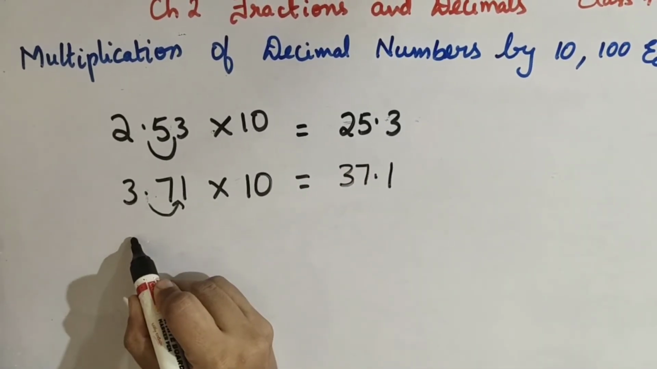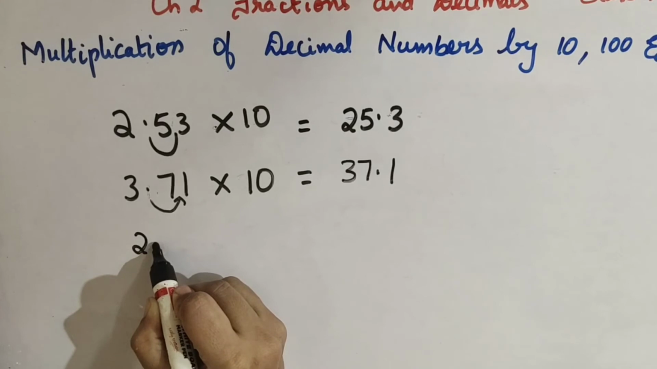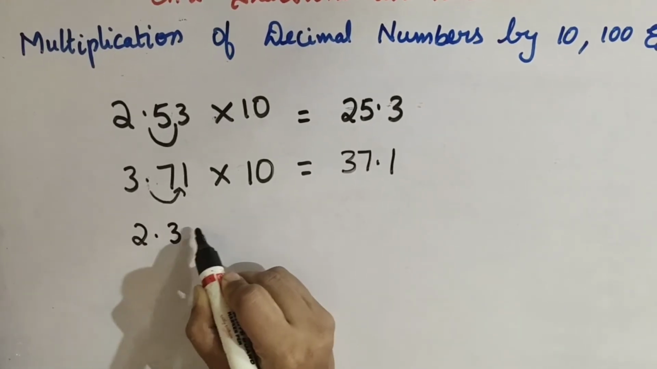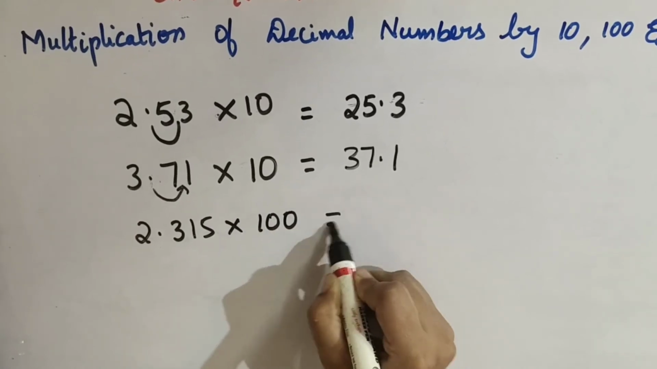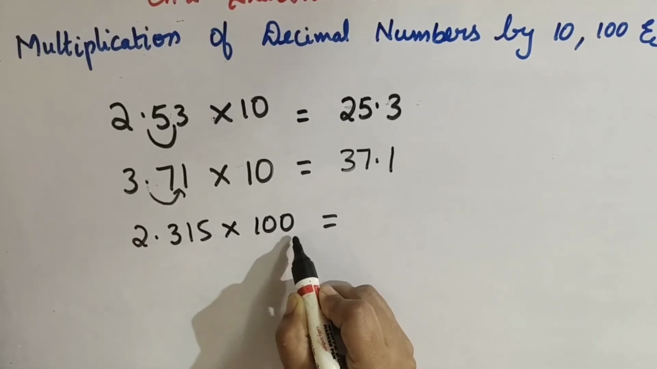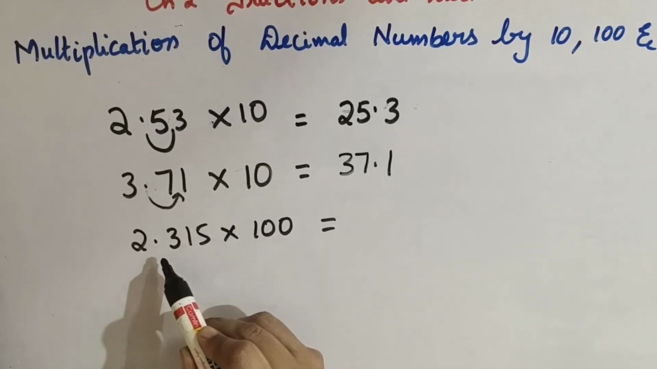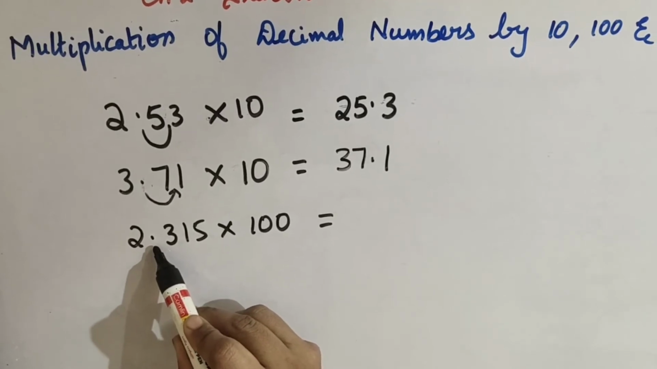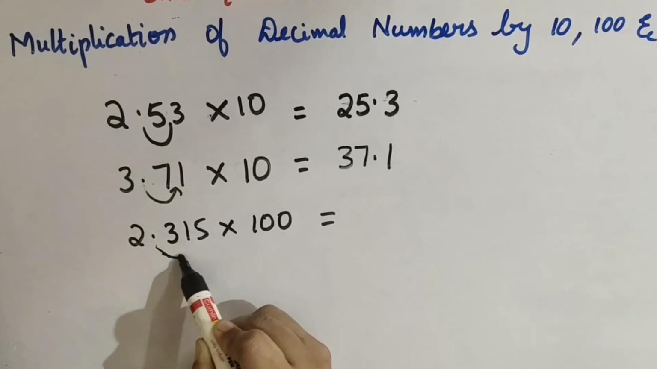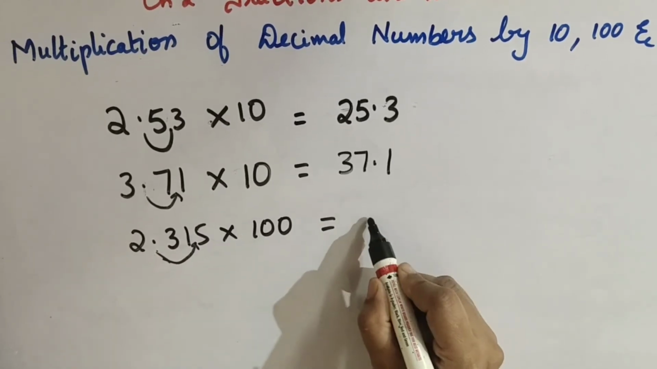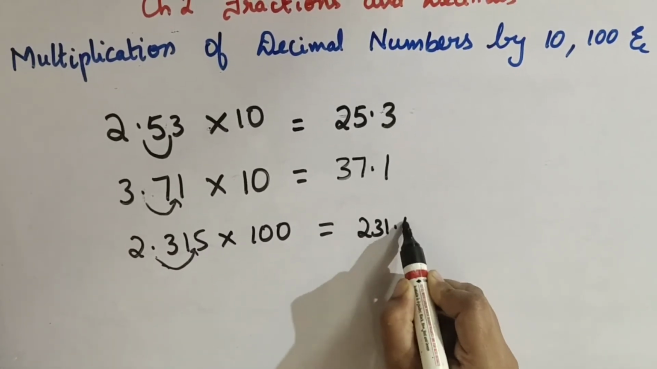Now what about the multiplication of 2.315 into 100? How many zeros do we have? 2 zeros. So now the point will shift to the right side by 2 digits, right? Because you have 2 zeros, it will shift 2 digits, 1 2. So it will come here. So the solution is 231.5.